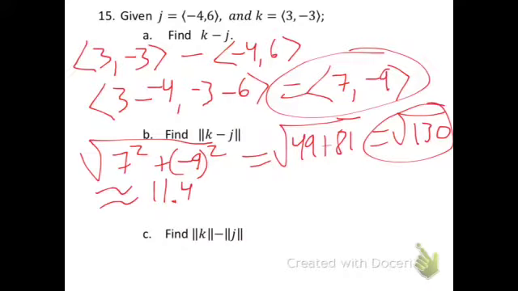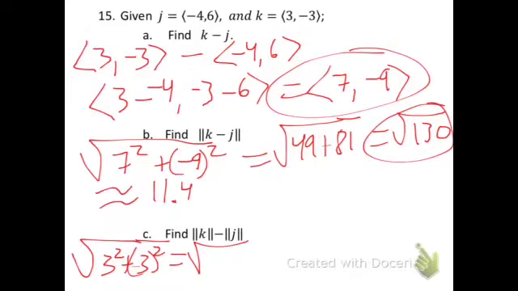On this one, you get the magnitude of them separately. So k is right here, 3 and negative 3. So you're going to take each of those, square them, add together, and then square root. 3 squared is 9. Negative 3 squared is 9. So you're looking at the square root of 18. And the square root of 18 is approximately 4.2. So that's k. That's this part.